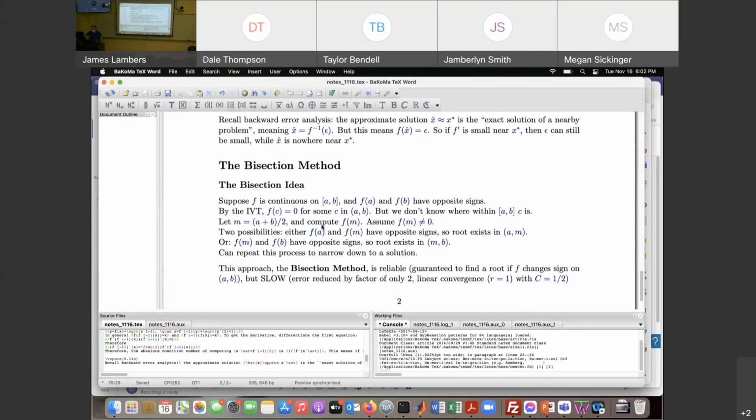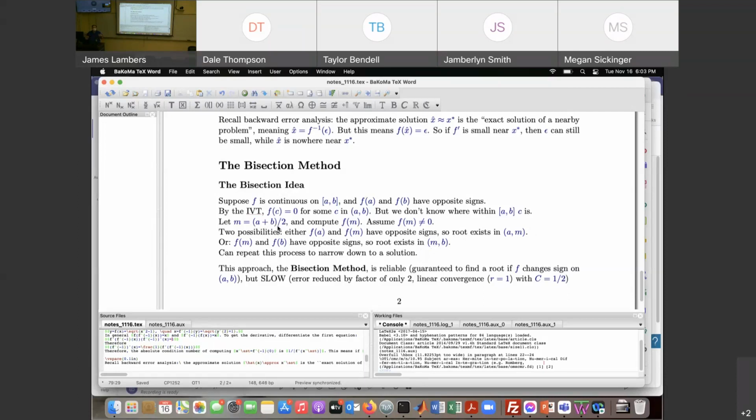Then there are only two possibilities. Either f of A and f of M have opposite signs, so we search in the left half of the interval. Or these two have opposite signs, so we search in the right half. One of those has to happen because f of A and f of B have opposite signs. F of M, therefore, must have the opposite sign of one of these. There's no other possibility. So we just cut the size of the interval in half. So then we choose that half, and then we continue. We'll take the midpoint of that subinterval, and so on, and it keeps getting closer and closer.